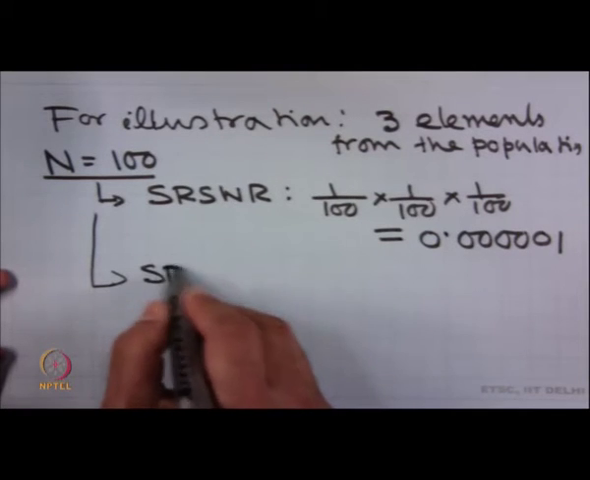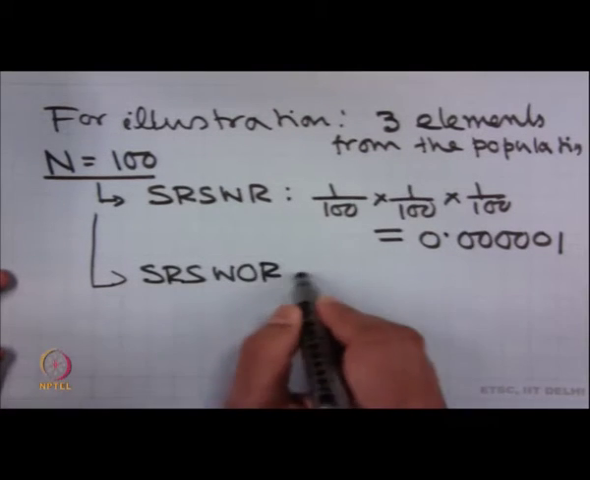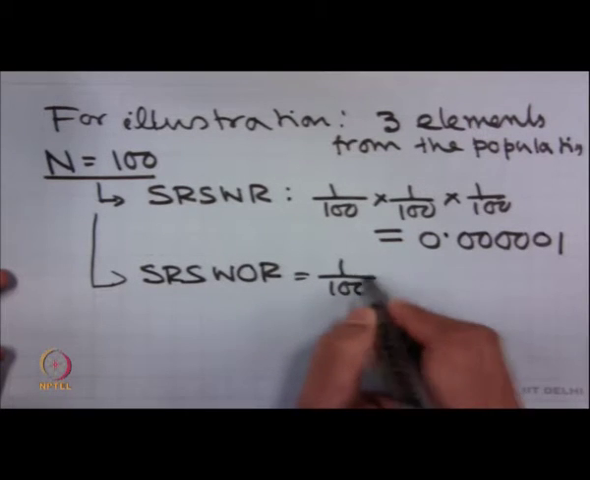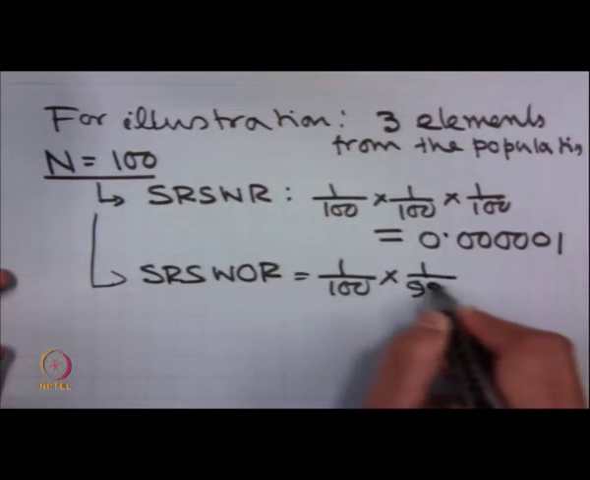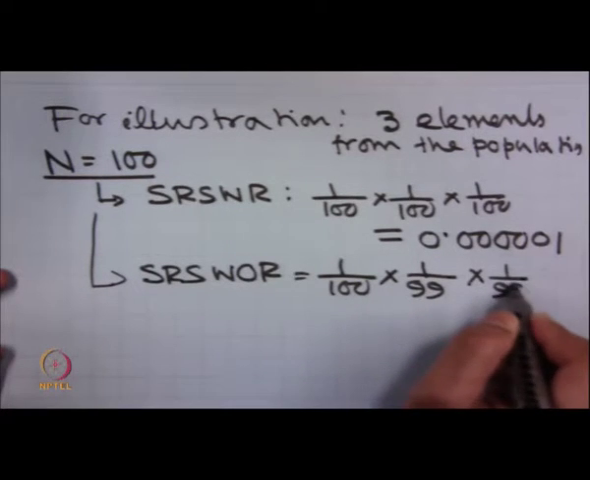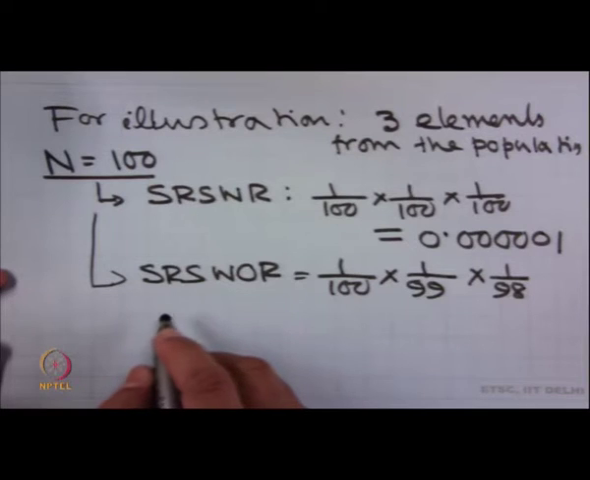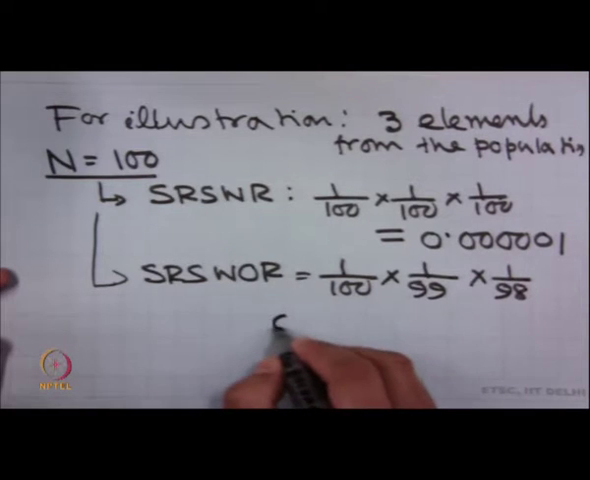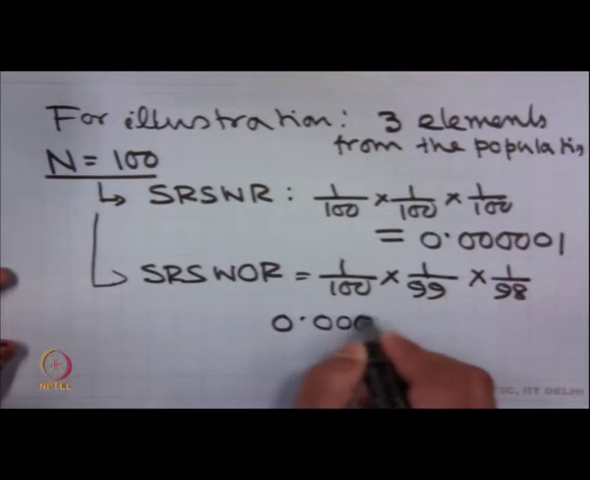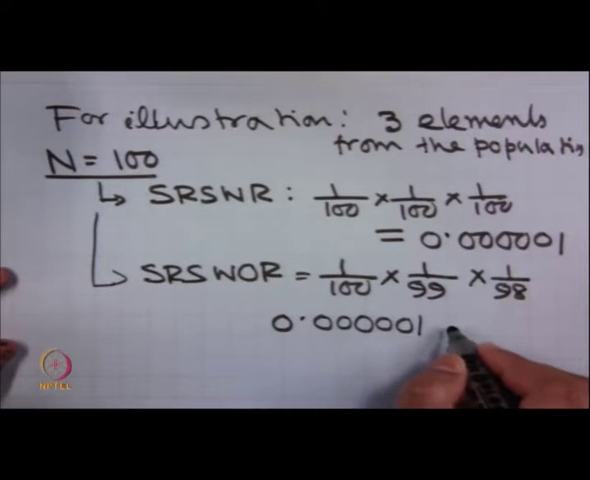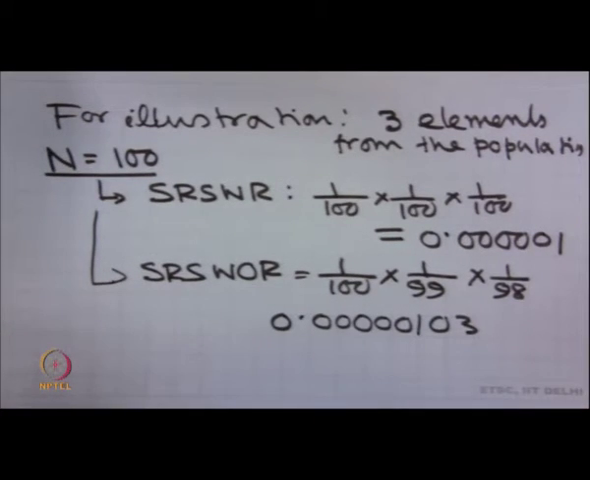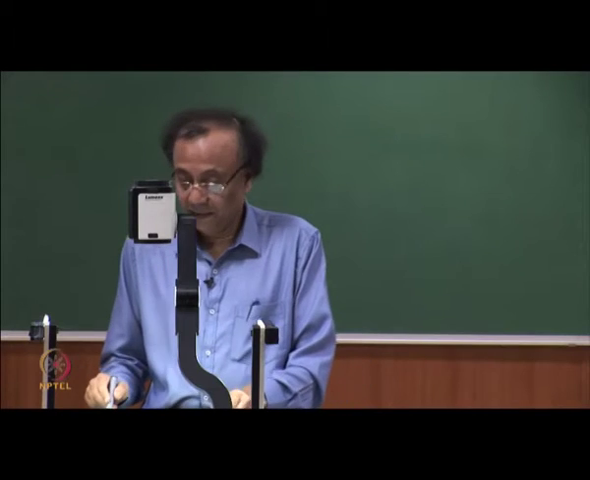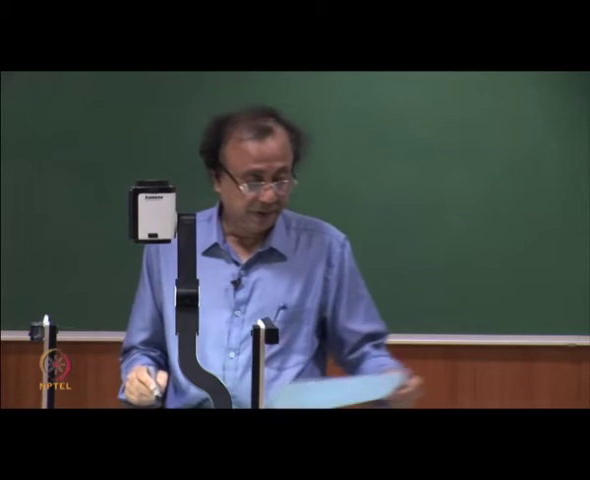Under SRS WOR, this is going to be 1 by 100 into 1 by 99 into 1 by 98. This probability is going to be 0.00000103. So, if we look at their difference, we find that the difference is coming in the 7th and 8th places of decimals.